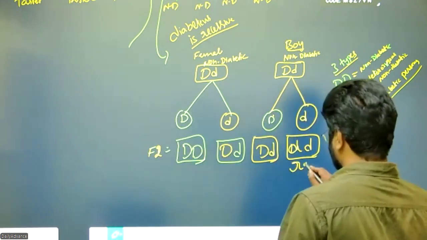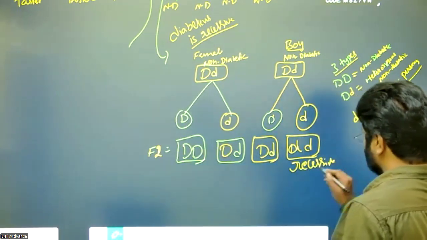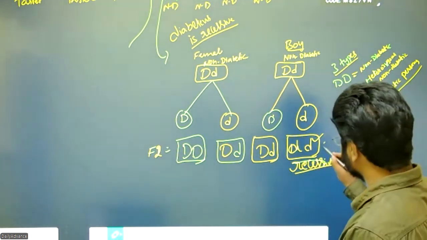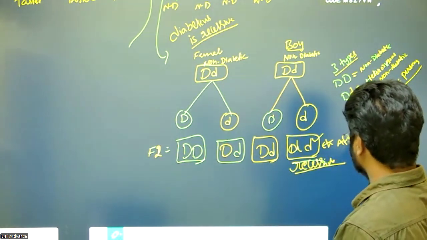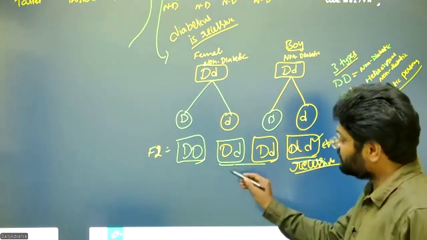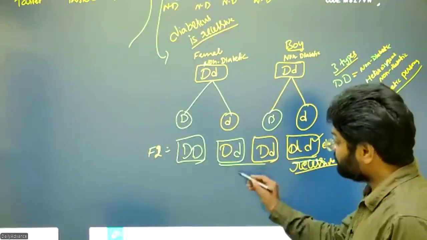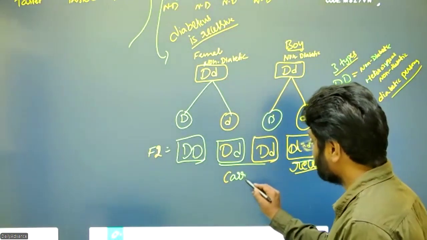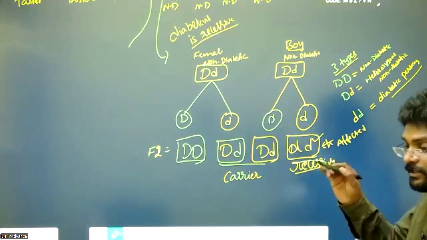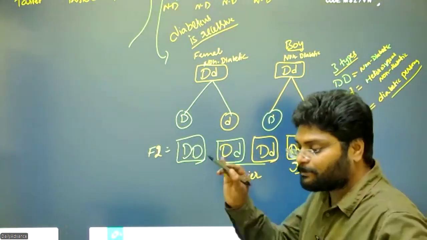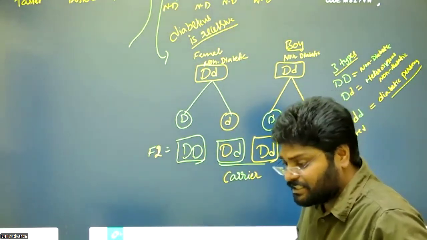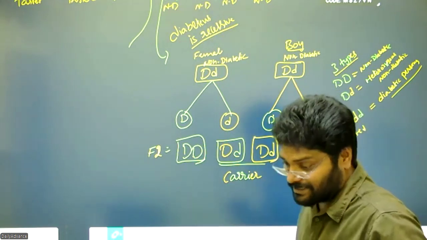So homozygous recessive, here there is no dominating gene, so the character appeared, an affected person. What about this person? This person is non-diabetic but heterozygous. This person is a carrier. If a person has the gene of a particular disorder or disease but never expresses any symptoms, that person we call a carrier.